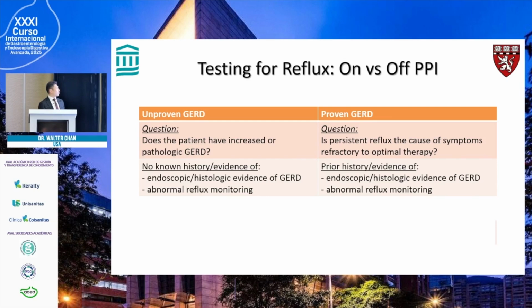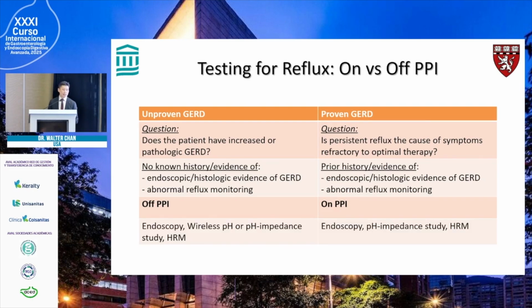The criteria for unproven GERD is that they have no known evidence of GERD on objective testing, including endoscopy or reflux monitoring, versus the group of proven GERD who have some type of prior objective evidence, not just by symptoms, but true objective evidence of reflux. And so for the group with unproven GERD, you want to do them off PPI because you want to first prove that they actually have reflux. For the second group, because you already know that they have reflux, you can do the test on PPI to see why they're not responding to medical therapy. And these are some modalities you can use when you choose between on versus off PPI testing.